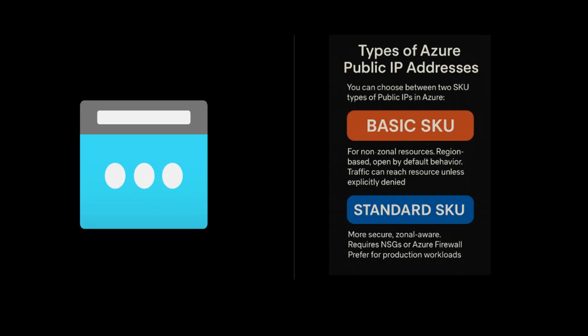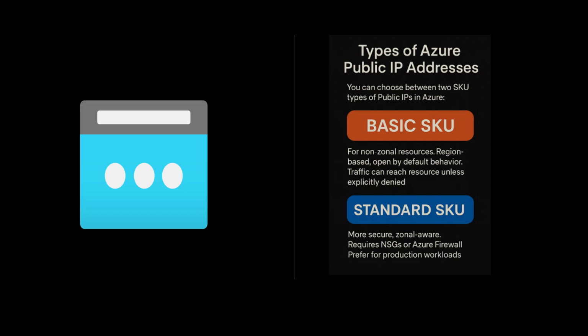When you're working with Azure public IP addresses, you'll need to choose between two SKU types, basic and standard. Each serves different needs, and understanding their behavior helps you make the right decision for your workloads. If you are setting up basic SKU, you'll be using it for non-zonal resources. It's region-based and comes with an open by default behavior, meaning traffic from the internet can reach your resource unless you specifically block it using security rules.